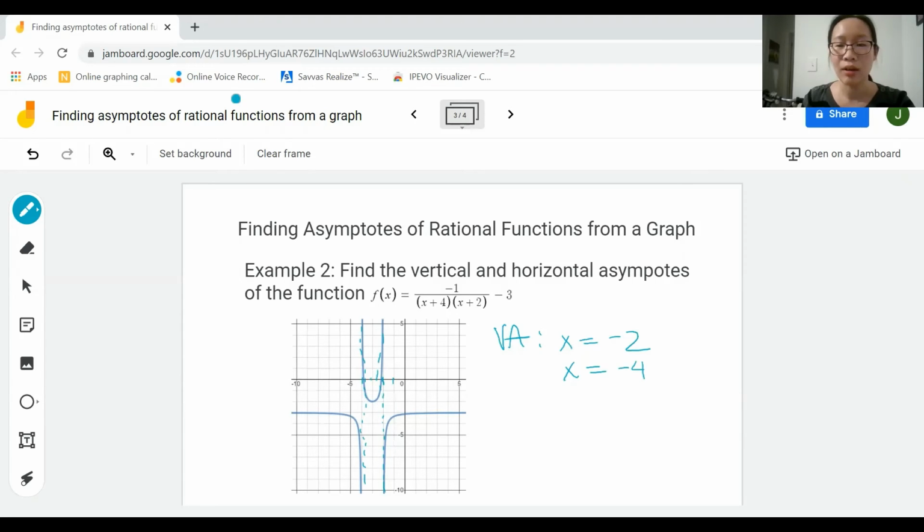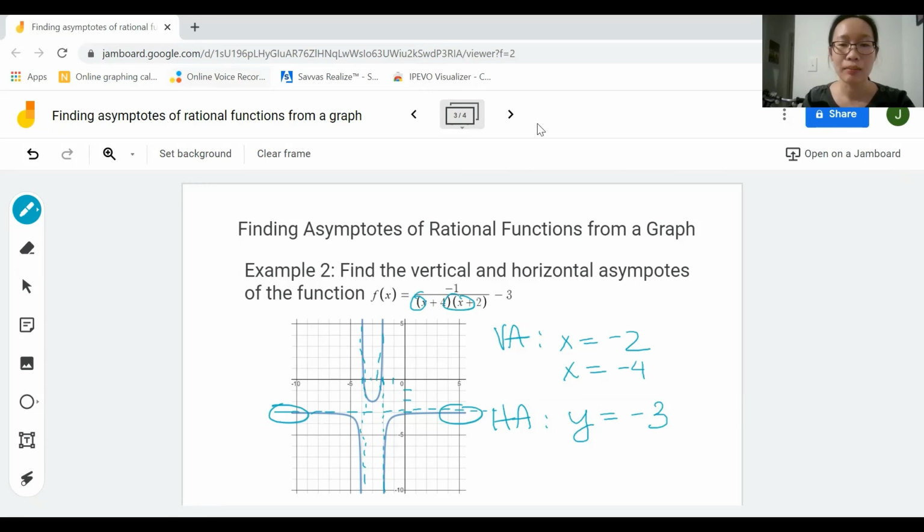Again, these values, x equals negative 2 and x equals negative 4, make my denominator equal to 0, but not my numerator. So these are the equations of my vertical asymptotes. For my horizontal asymptote, I am looking for the far left and the far right where the graph is approaching. And so it looks like this line here, which if I count from 0 is negative 1, negative 2, negative 3. So my equation is y is equal to negative 3.